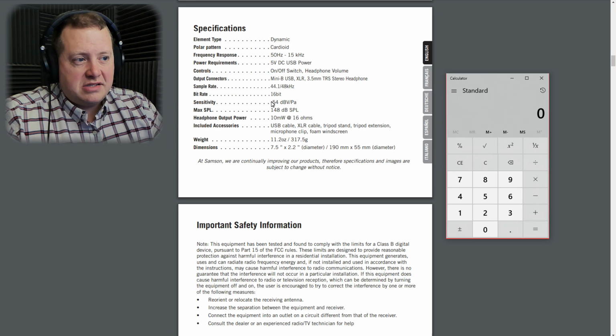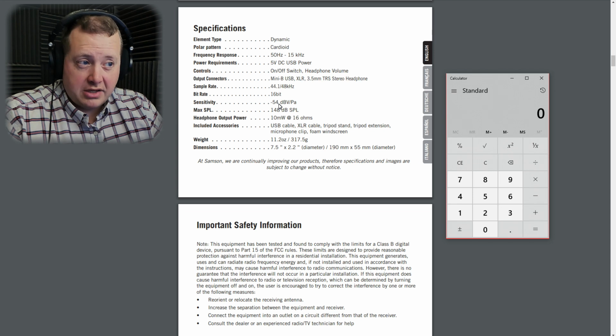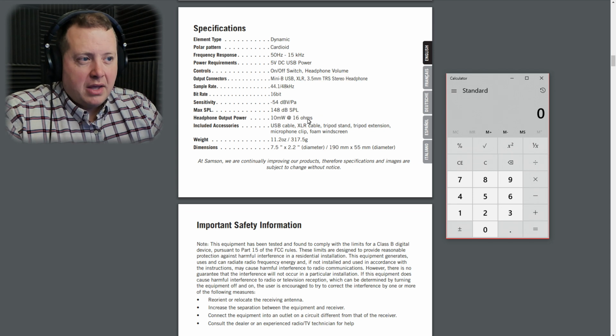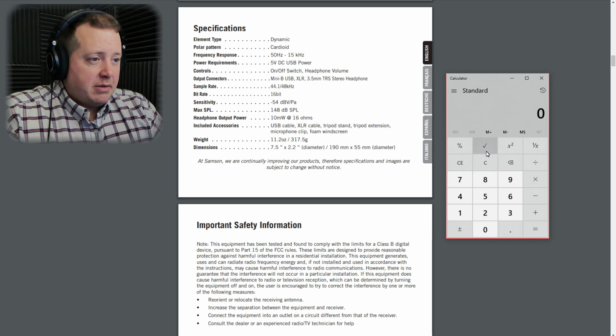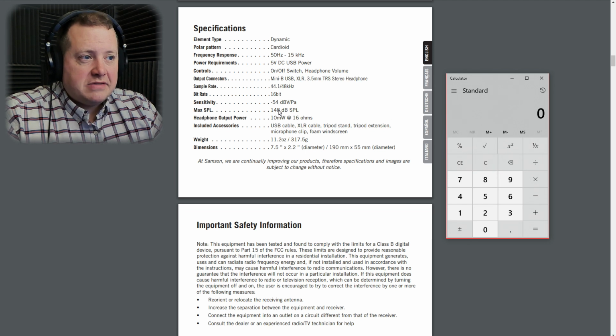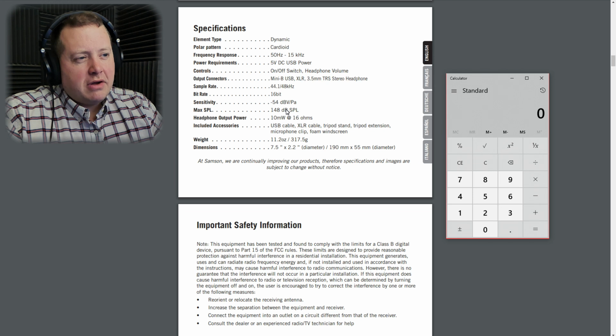But it still has the same sensitivity that it would as a normal pressure-operated dynamic microphone. So let's just, for the sake of argument, assume that it has built into it a 150 ohm resistor, just like many other common dynamic microphones. Based on the specifications we see right here, which is the sensitivity of negative 54 dB, let's try to figure out the self noise.